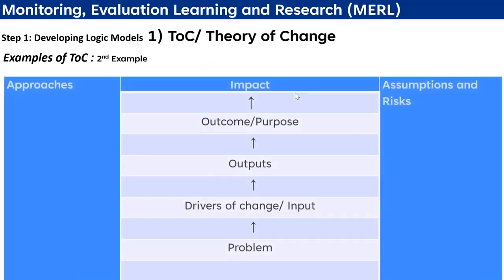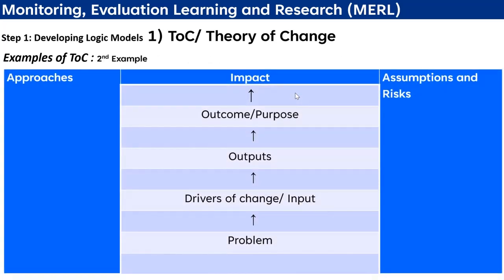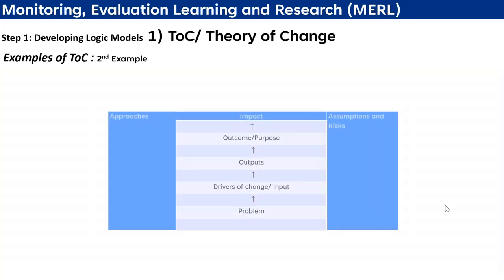Now, second example, you can develop a theory of change like this also. For example, here the problem, then what are the changes, what are the outputs, what are the outcomes, what is the impact, and here some organizations use some approaches. Here they describe all those approaches, and here the assumptions and the risks. So this type of template is also used for theory of change. So you can develop this type of template also.